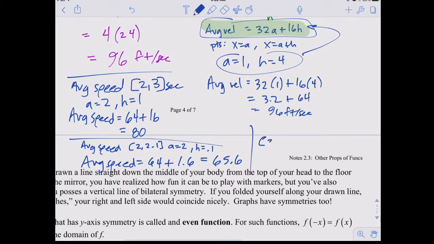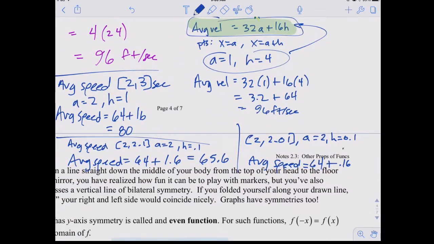What if I let even less time go by, from 2 to 2.01? That's a 100th of a second elapsing, isn't it? That's very little time. A would be 2 and H would be 0.01. My average speed on the interval then is going to be, if I plug it in here, 2 times 32 is 64 plus, what is a 100th of 16? 0.16. I get 64.16.